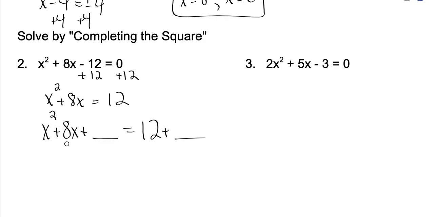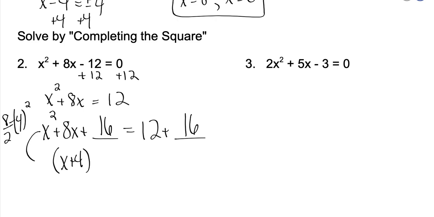So that's where you take half of the middle number. Okay, so 8 over 2, half of 8 is 4. And we're going to square that. Okay, that's the completing the square part, when I add that 16 to both sides. So that 4 squared is what I need to add to both sides in order to factor. So two numbers that multiply to 16 and add to 8, well, that's 4 and 4, like we just did. So this is going to factor to x plus 4 squared.